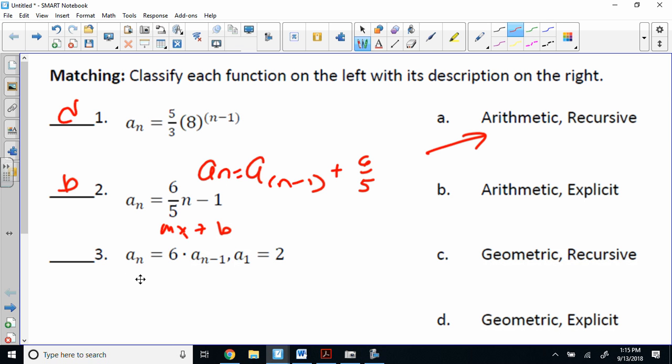All right, look at 3. 6 times a sub n minus 1, and then a sub 1 equals 2. Which one is it? That's exactly right. 6 times, that's geometric, right? N minus 1, 8 times a sub n, that's recursive. On recursive, they normally give you, guess what? A starting point. That's exactly right, starting term. Because you have to have it in order to get to the next, because recursive is previous plus something or previous times something, right?